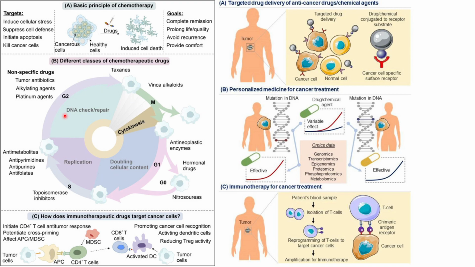So what are the basic stages of chemotherapy drugs? They can be induced at different cell cycle stages. First, the non-specific drugs will mainly work at the G2 stage, where they work towards DNA repair or DNA checking, as most of the tumor cells have this DNA damage property. Some of these drugs are commonly known as tumor antibiotics, alkylating agents, and platinum agents.